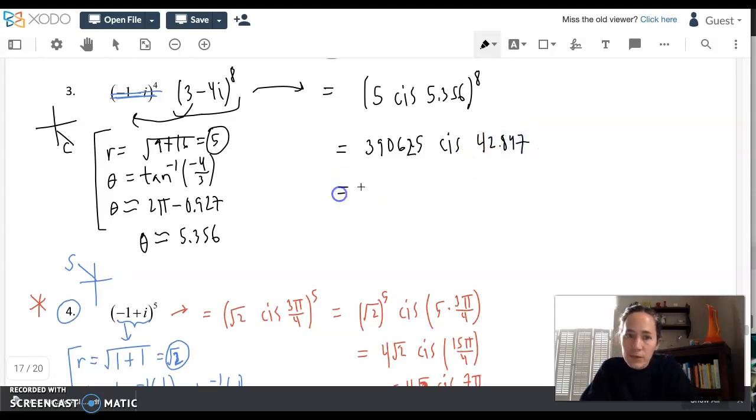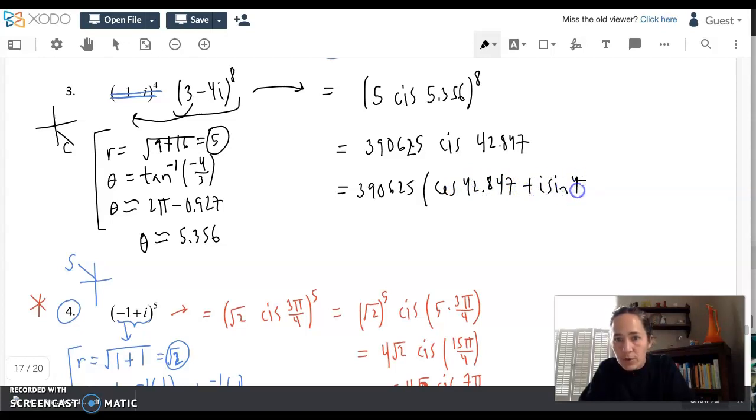Okay, and the best way to convert is to write this out the long way. So 390,625 cosine of that approximation, 42.847, plus i sine of that same argument, 42.847. Computer programs being a little bit laggy right now, so feel free to just pause and type this into your calculator. I would type this in separately from that.